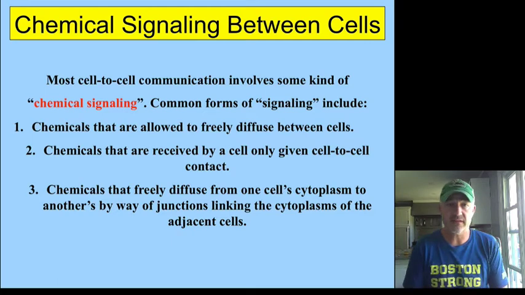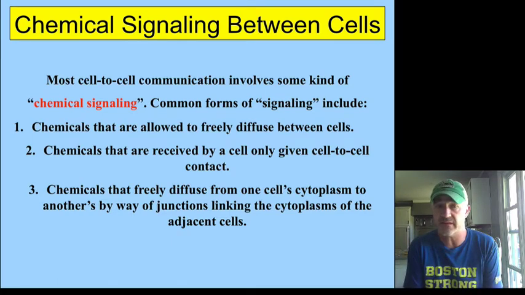So this chemical signaling is most of what we have going on here. Most of the cell signaling in the body is going to be this chemical signaling. These are going to be chemicals a lot of times that, it can happen a number of different ways, but a lot of times they're going to be freely diffusing between cells or entering into the bloodstream and traveling to other cells.